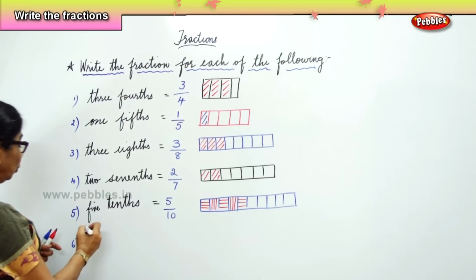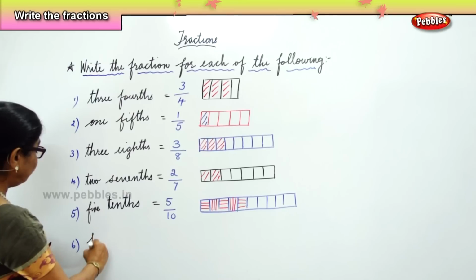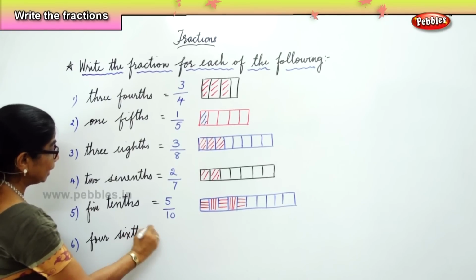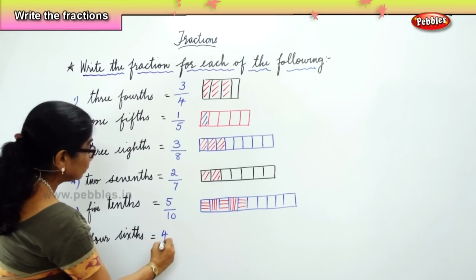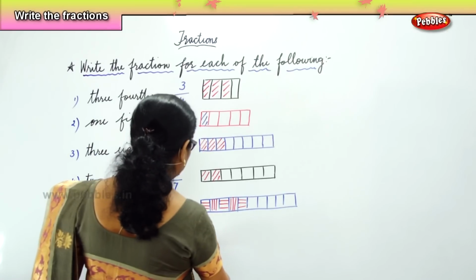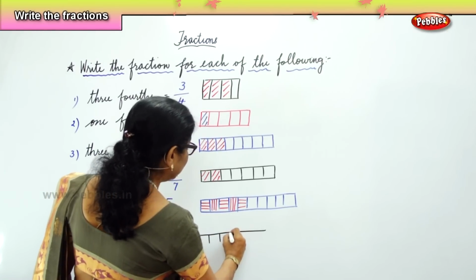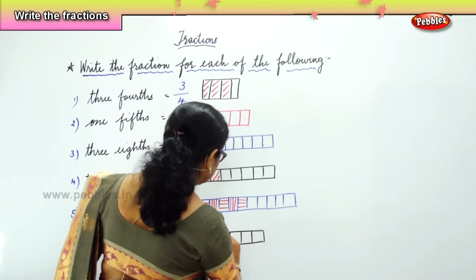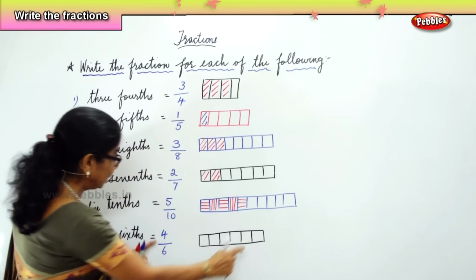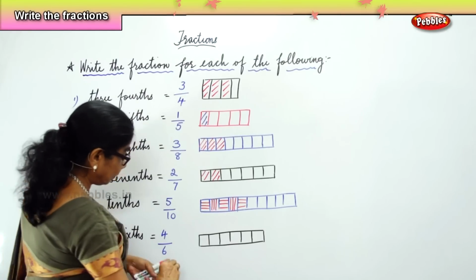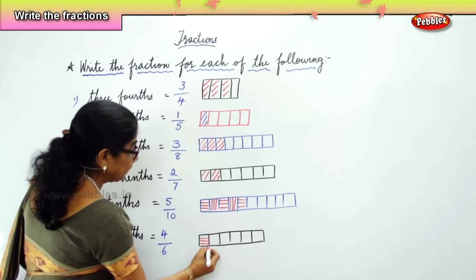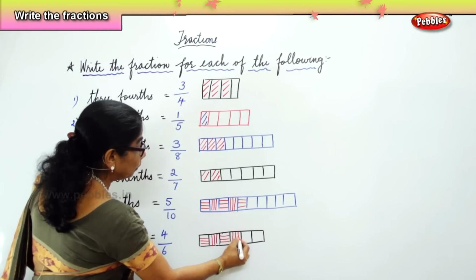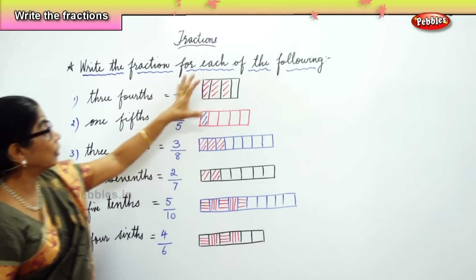And finally we'll do one more. We'll do 4 sixths. That is 4 parts out of 6 parts. 1, 2, 3, 4, 5 and 6. 4 parts out of 6. And how many parts did we shade? 4 parts. 1, 2, 3 and 4. So we learned how to write the fraction for each of the following.